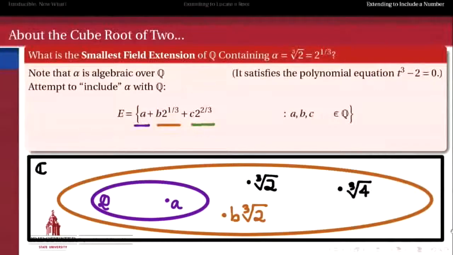Another way of writing that is 2 to the 2/3, or the cube root of 4. So the cube root of 4 has to be a part of our extension as well. And therefore, every rational multiple of the cube root of 4 must also be a part of our extension. So now we're getting a little bit bigger still.